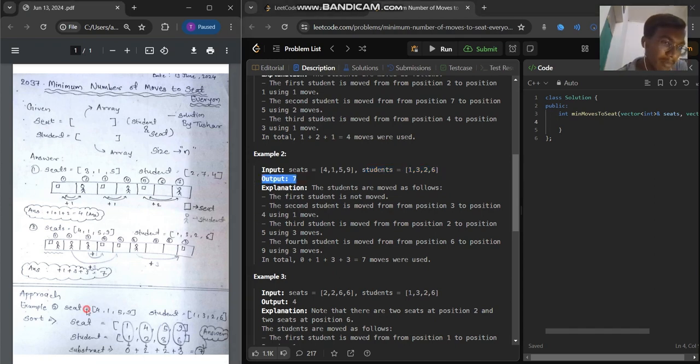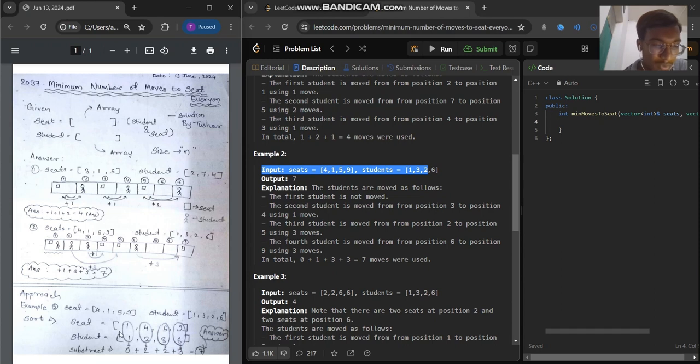For solving this problem, the approach will be that we'll simply sort both the arrays. This will be the most optimal and easy to understand approach, where we'll sort both the arrays. I'm taking the second example for understanding here, with the student and seat arrays. After sorting the seats, it will be 1, 4, 5, 9. And after sorting the student array, 1, 2, 3, 6.